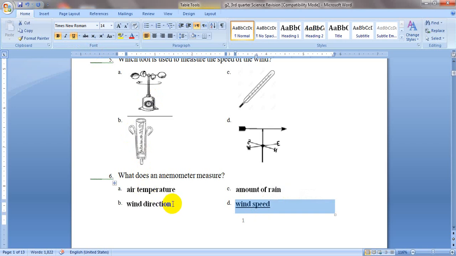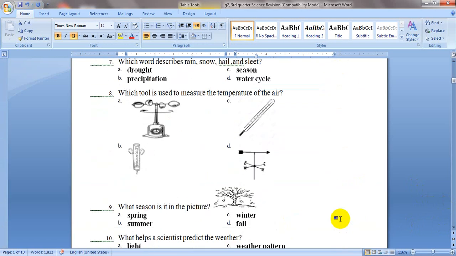Which tool measures wind direction? It's a weather vane or a wind vane. Which tool is used to measure the amount of rain? It's a rain gauge. Let's move to page number 2, which starts with question number 7.